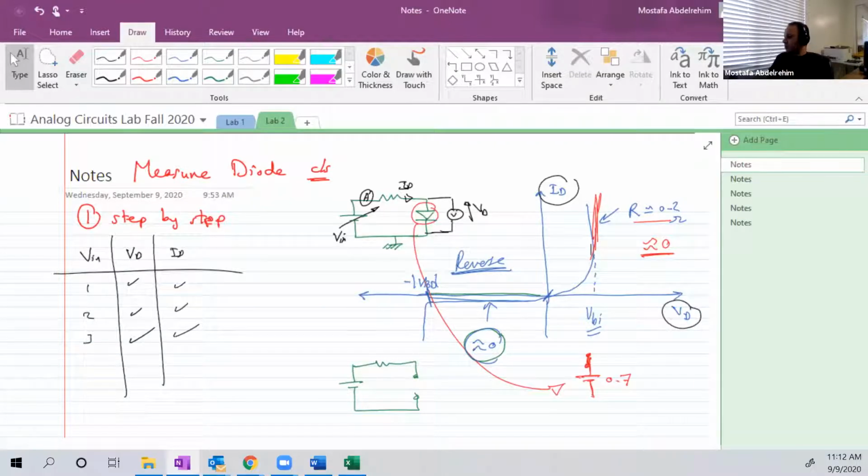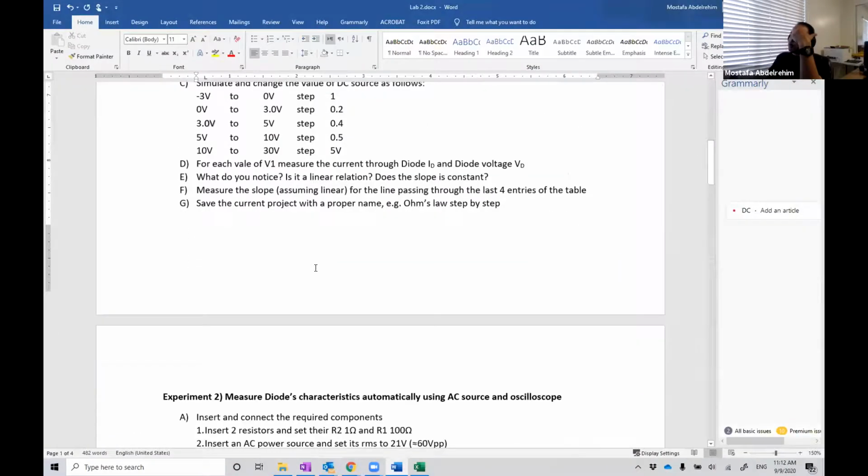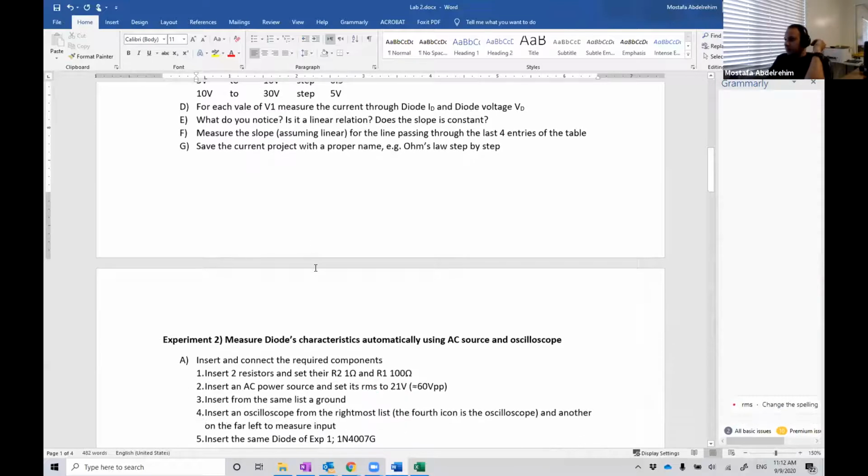So that's fine now. Let's go to the next screen and show you what we're going to do in the second experiment. Just like what we have done with the Ohm's law experiment. This should be changed to diode characteristics.